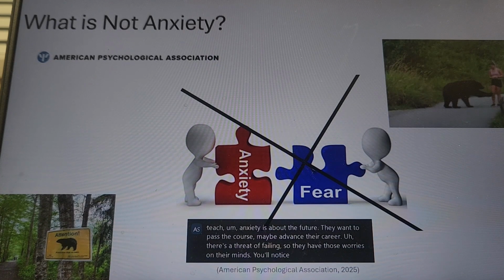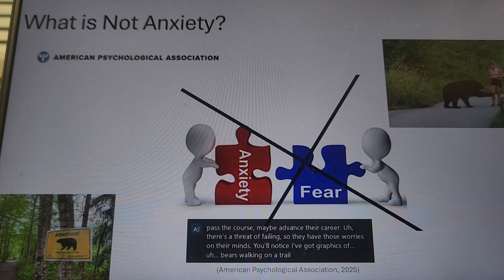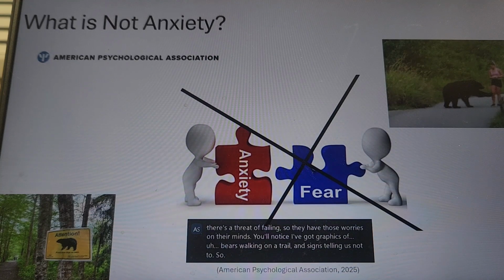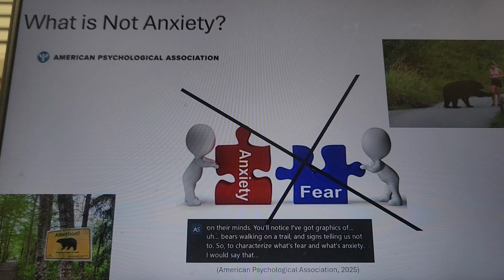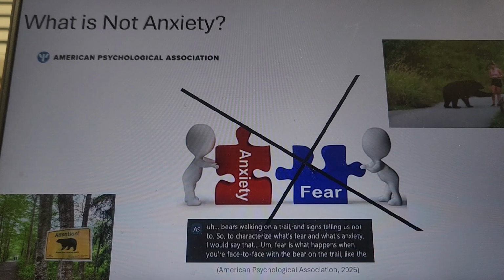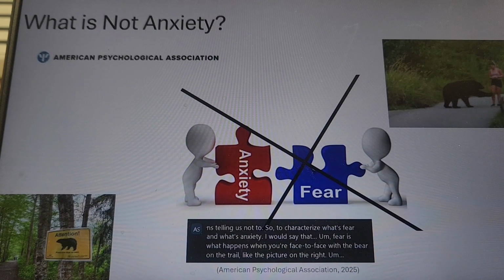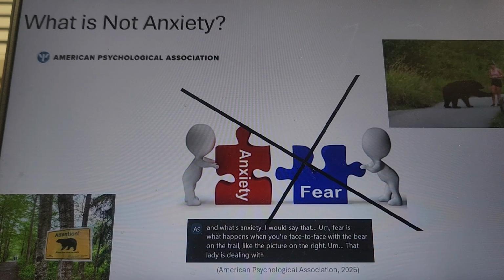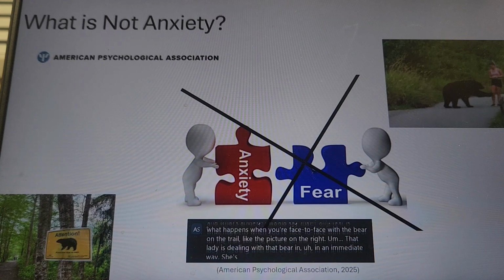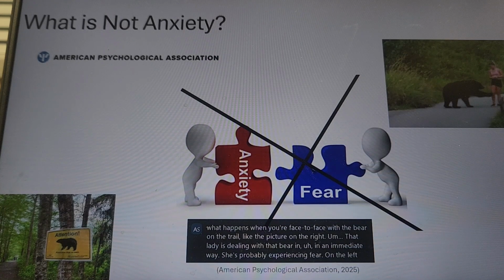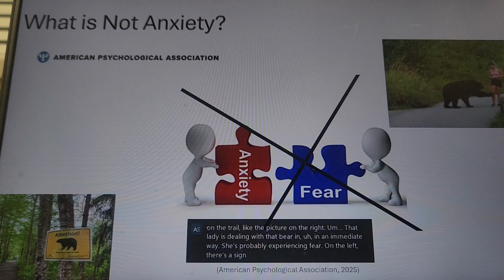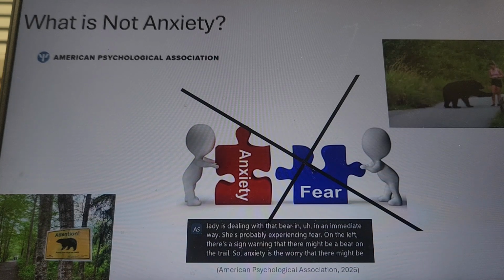You'll notice I've got graphics of bears walking on a trail and signs telling us not to. So to characterize what's fear and what's anxiety, I would say that fear is what happens when you're face to face with the bear on the trail, like the picture on the right. That lady is dealing with that bear in an immediate way. She's probably experiencing fear. On the left, there's a sign warning that there might be a bear on the trail. So anxiety is the worry that there might be a bear somewhere up ahead on the trail, but we can't really see them yet.